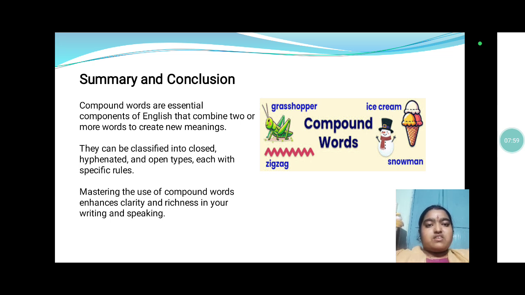I hope you understand the compound words. These are very essential in our spoken English as well as in the exams.